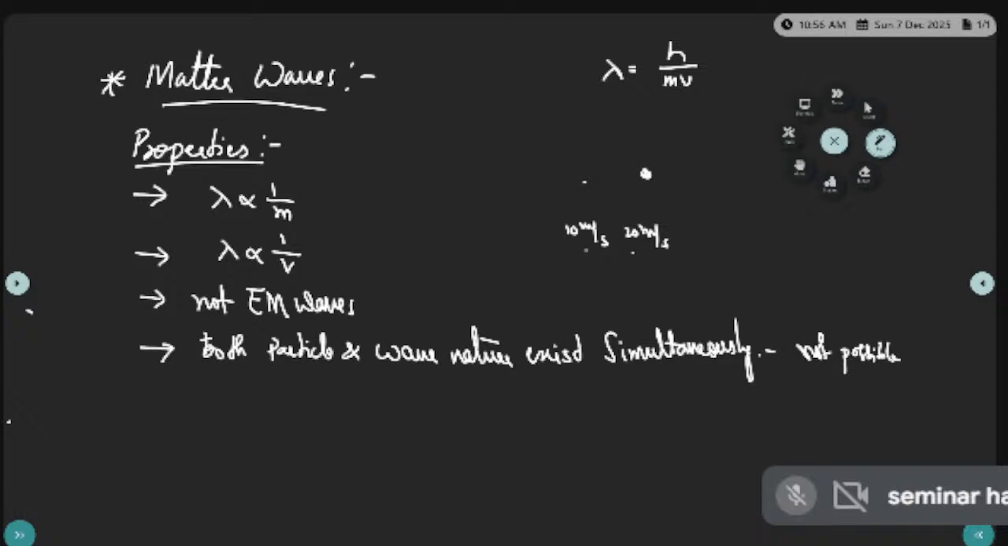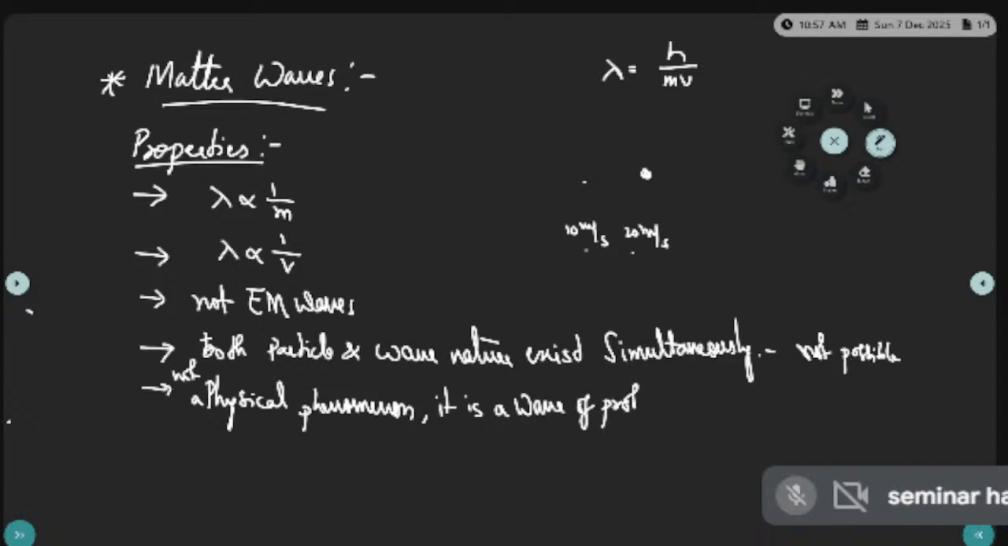Right. Next point: this is not a physical phenomenon. It is a way of probability. Matter wave is a probability concept, not a physical phenomenon.